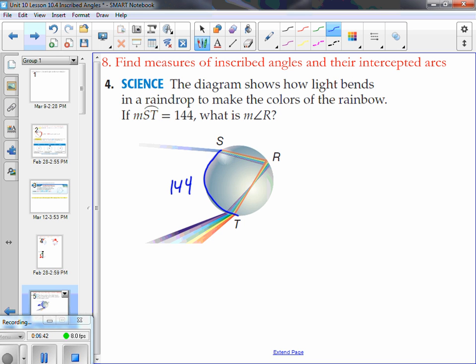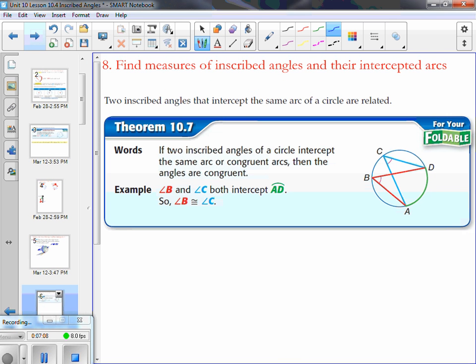Well, angle R is a point on the circle, so angle R is an inscribed angle. So what's the measure of angle R? 72. It's half the measure of its intercepted arc. So the measure of angle R equals 72. So even though that was a word problem, it still wasn't all that bad. Okay, well, let's see what comes next.